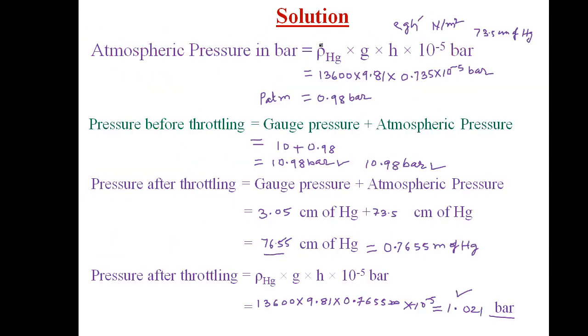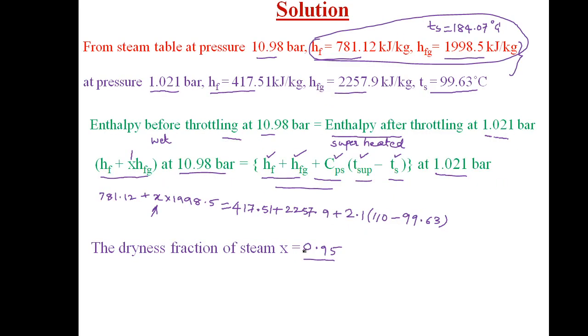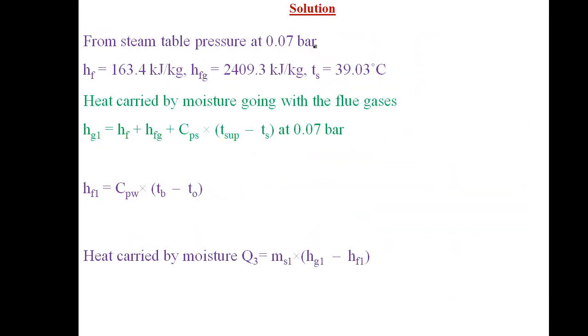The partial pressure of steam in the flue gases. Partial pressure of steam present in the flue gases is 0.07, which means the steam going along with the flue gases is at a partial pressure of 0.07 bar. So at 0.07 bar we obtain the enthalpy of saturated liquid, then the enthalpy of evaporation or latent heat of evaporation, and the saturation temperature. It is assumed that the steam moving along with the hot gases is superheated because the temperature of the gas is 260 degrees Celsius.